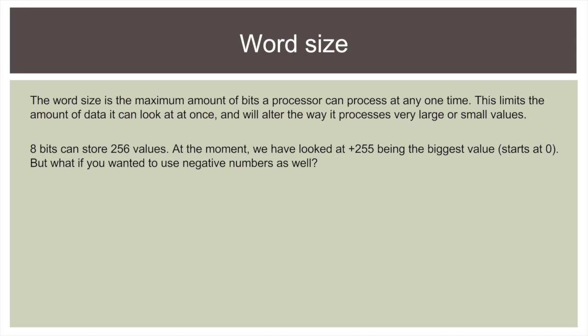8 bits can store 256 possible values. At the moment, we have looked at positive 255 being the biggest value. Obviously, we start at 0, so that gives us our 256 values. But what if you wanted to use negative numbers as well?